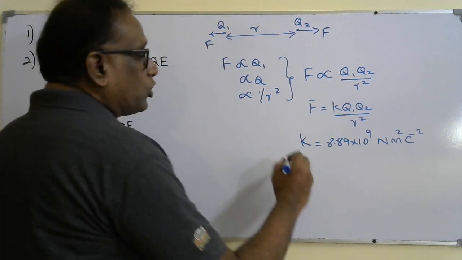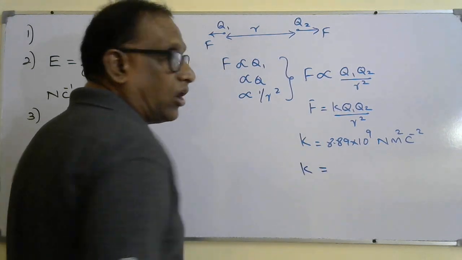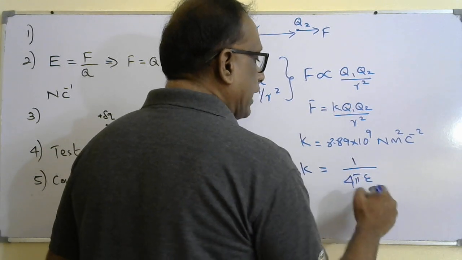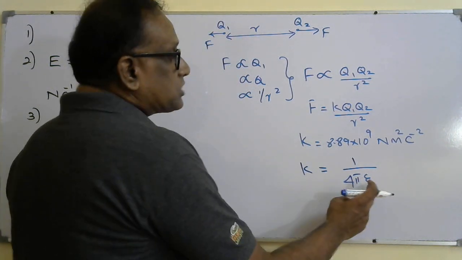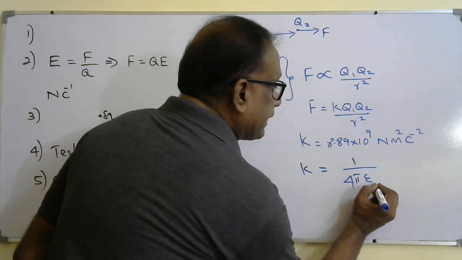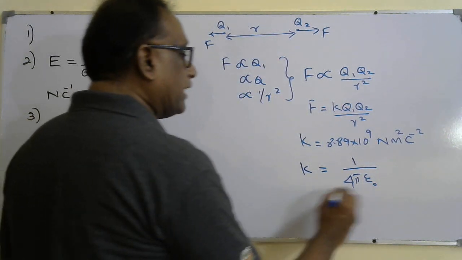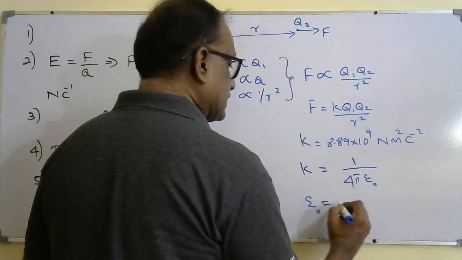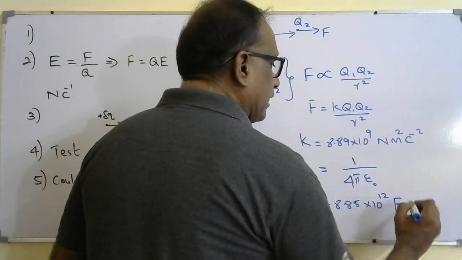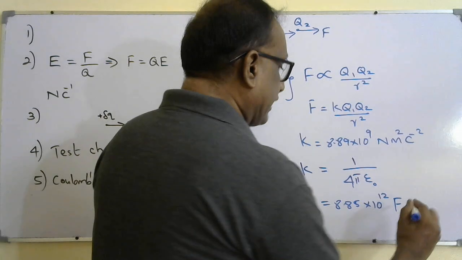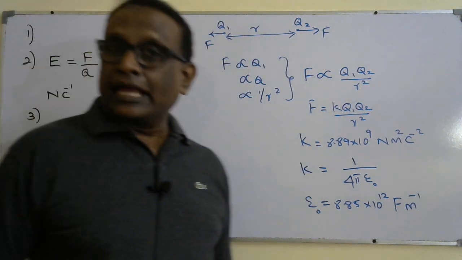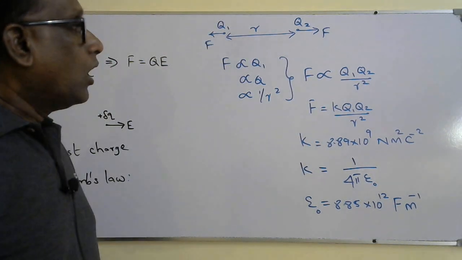Then the K could be related to the permittivity of the medium, that is 1 over 4 pi epsilon. Epsilon is the permittivity of the electric field. So epsilon for vacuum or air is denoted by epsilon naught, and the value of epsilon naught is 8.85 times 10 to the power minus 12 farad per meter, where F is the unit farad, the SI unit of capacitance. You must know all these things.